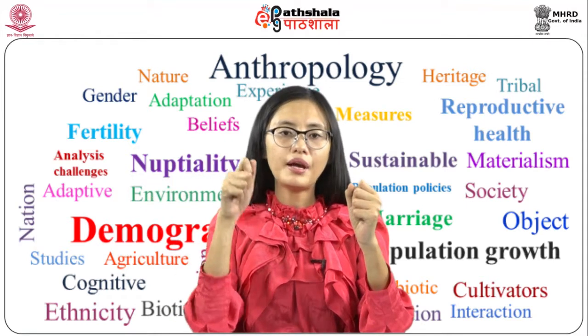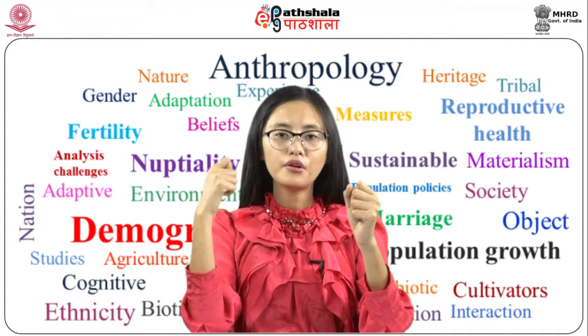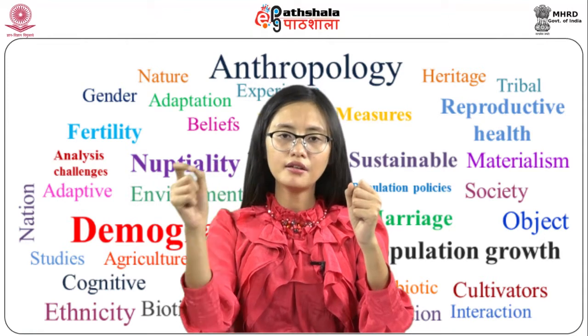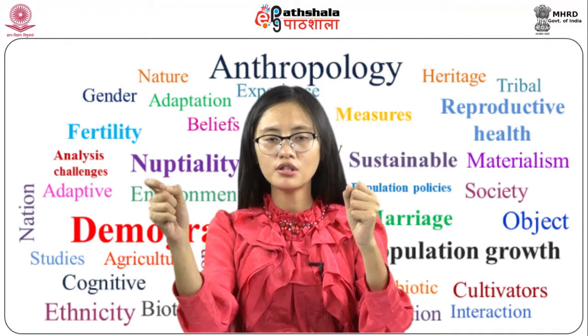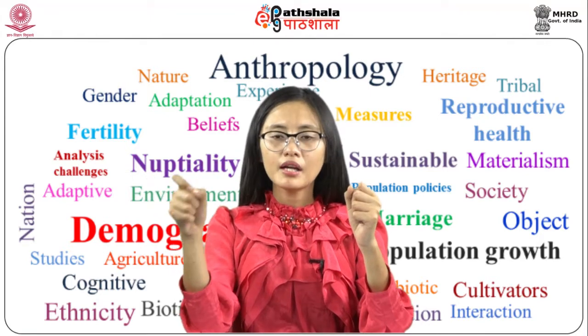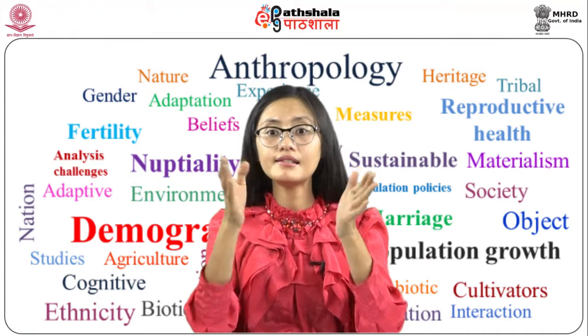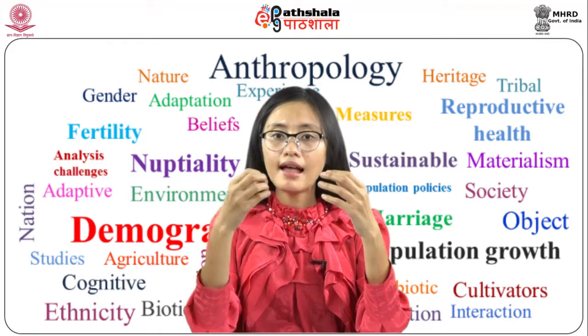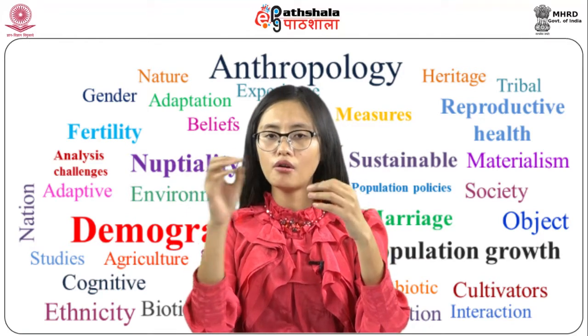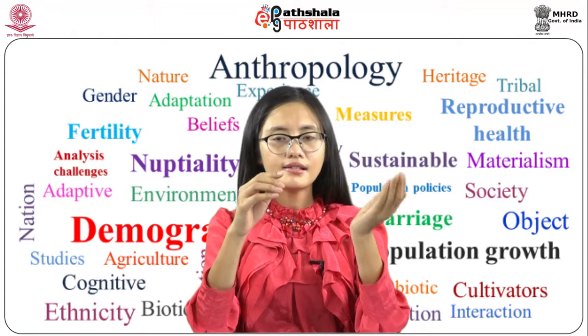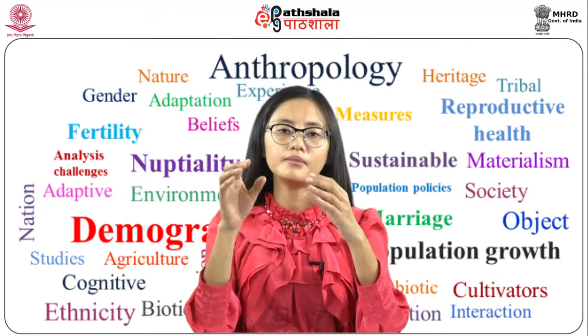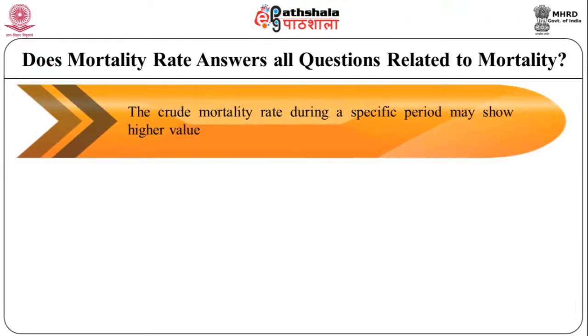Now, mortality rate is equal to the number of deaths in a population in a year divided by the total population, multiplied by 1,000. However, morbidity is a diseased state, disabled or poor health due to any cause. It indicates the incidence of ill health in a population. Thus, mortality rate answers all questions related to mortality.